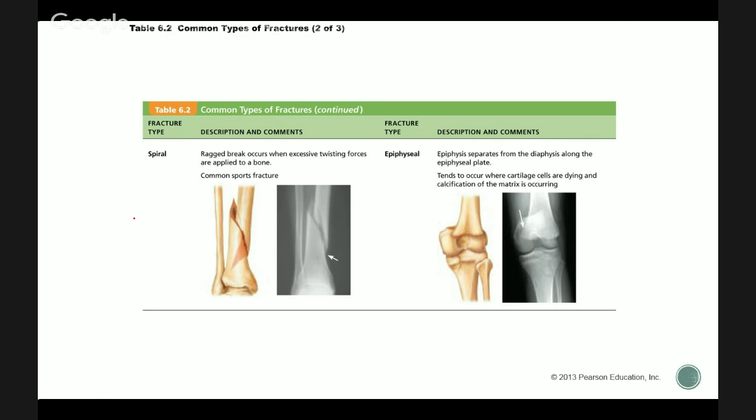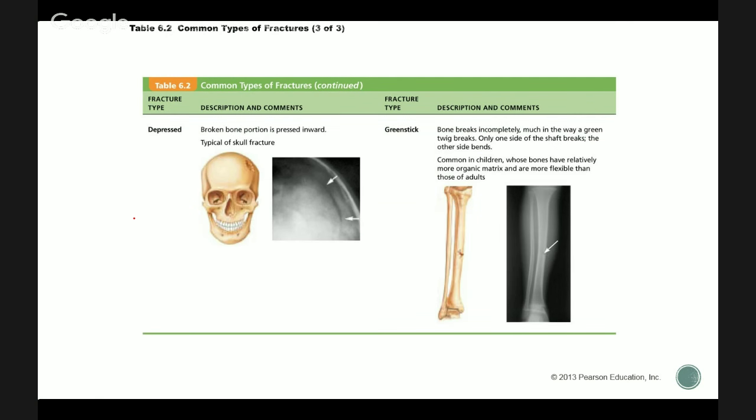That could be a problem, especially if it's your lower extremity. The other term for this, you don't have to write this down, just FYI. Another term for an epiphyseal fracture is called a Salter-Harris fracture, and there are different types of Salter-Harris fracture. Salter, S-A-L-T-E-R, Harris, H-A-R-R-I-S. So it's a Salter hyphen Harris fracture, and there's, I think, 3 or 4 different types of Salter-Harris fracture. You don't have to be concerned with that, but if you ever hear that term, that's what it is.